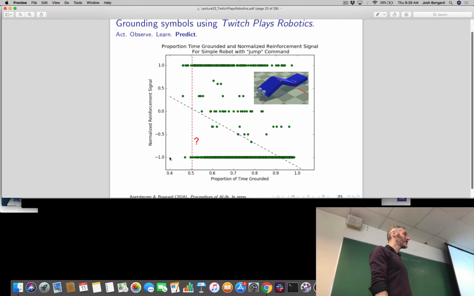We may or may not be able to trust this line, but assuming we trust this line, what does it predict about how the crowd would respond to that previously unseen action? We start here. We perform the action. We know the robot spent 40% of the time on the ground.